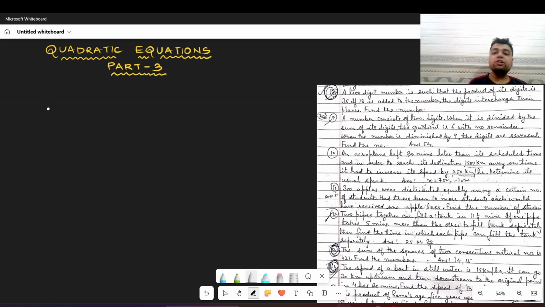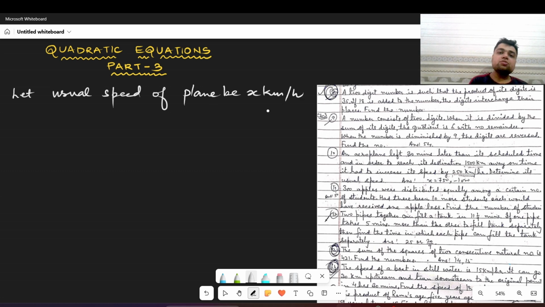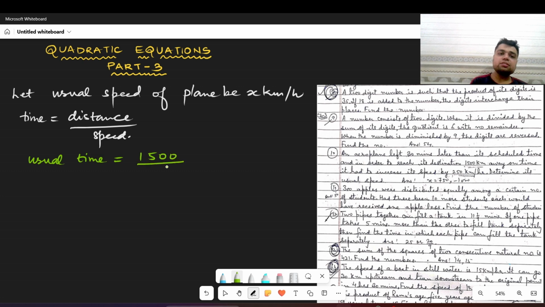Okay, so what we will do, let the usual speed of the plane be x kilometers per hour. So if we see carefully, time is nothing but distance upon speed, right? Distance upon speed. So what will be the usual time? Usual time will be, distance is what? 1500 kilometers divided by speed x. So this is the time it takes usually, right?